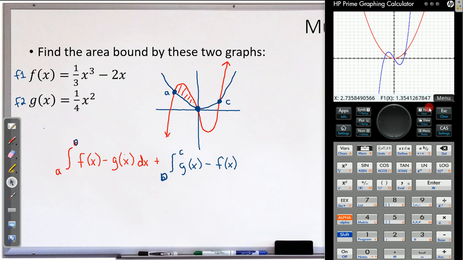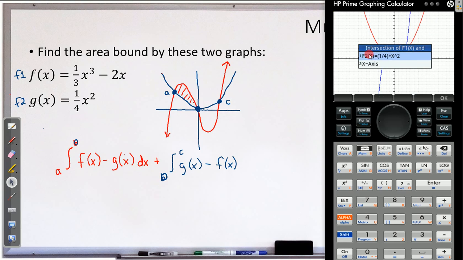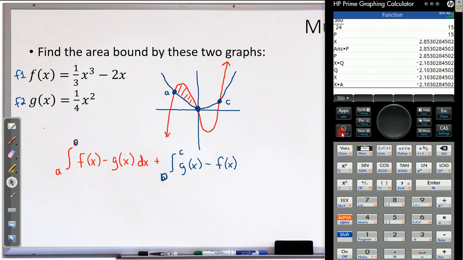Okay, so go back to Menu, Function, Intersection, F1 and F2 again, and now that will give us the other intersection, 2.853. I again want to store that, so don't move the cursor at all. Go to Home, hit X. Now X is that new value, 2.8. So hit X, Shift Store, and then we're going to call that one C, might as well.